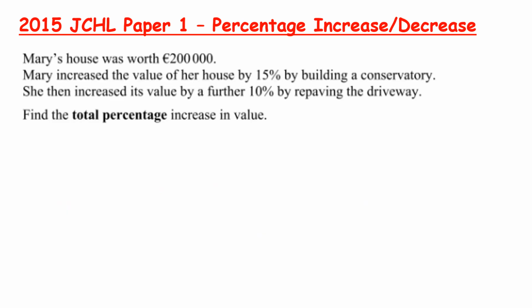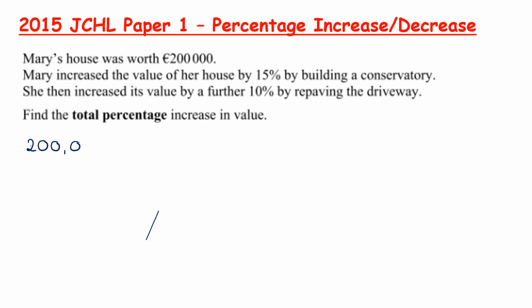So this is also from the 2015 Junior Certificate Higher Level Paper 1. Mary's house was worth 200,000. She increased the value of her house by 15% by building a conservatory, and then she increased its value by a further 10% by repaving the driveway. Find the total percentage increase in value. So this is a little bit tricky and there's quite a lot to it. So let's step through it piece by piece.